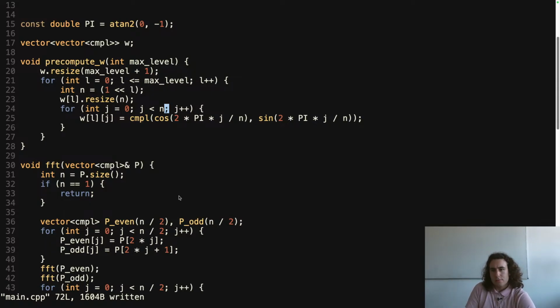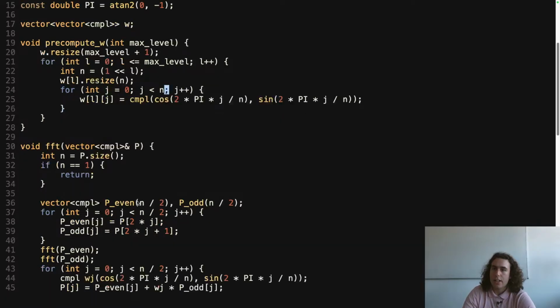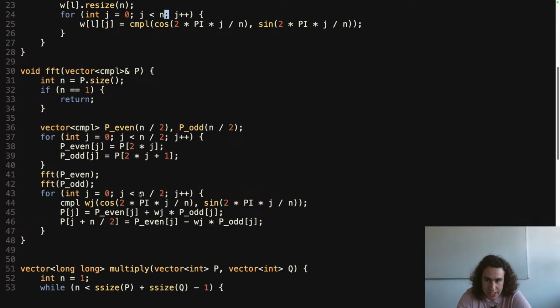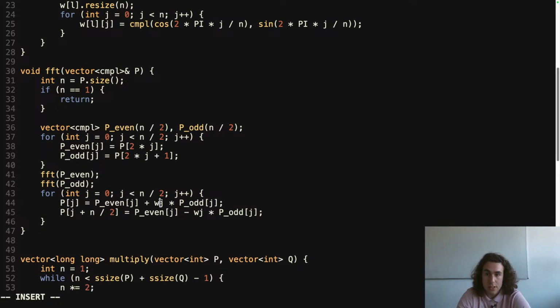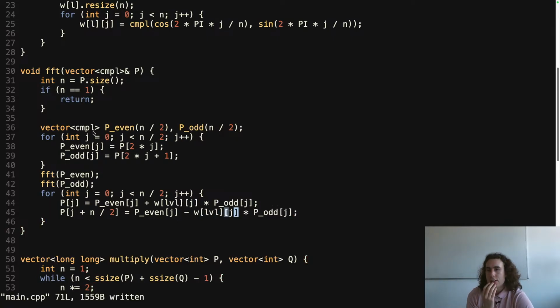For all levels, we calculate these things. And now we just need to replace this wj by wj from our level, right? W level j, depending on what level of recursion we are. Well, we don't know the level of recursion. Let's just pass it for simplicity.